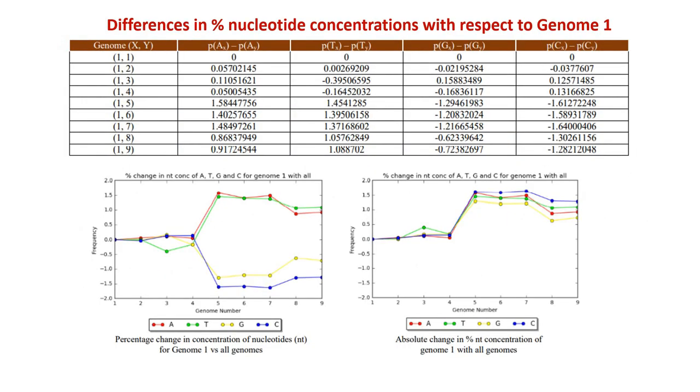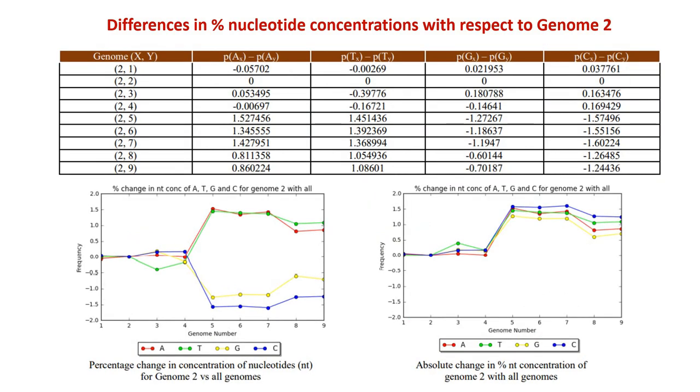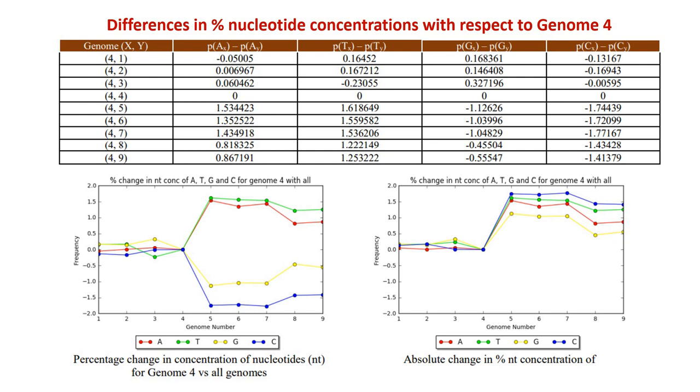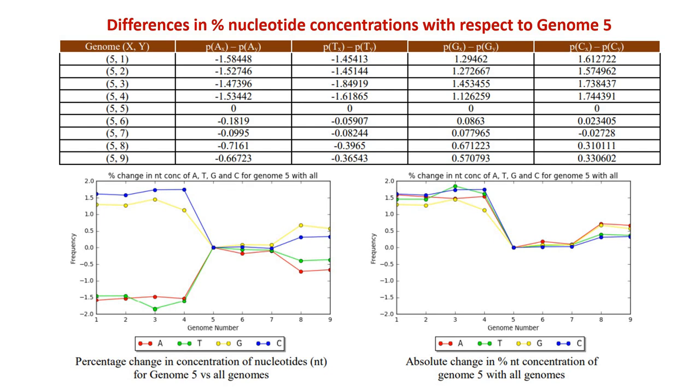Differences in percentage nucleotide concentrations with respect to genome 1 and remaining 8 genomes are shown in this graph. In addition, absolute differences are also shown in the figure. Differences in percentage nucleotide concentrations with respect to genome 2 and remaining 8 genomes are shown in this graph. In this slide also, differences with respect to genome 3 and remaining 8 genomes are shown in this graph. Differences with respect to genome 4 and remaining 8 genomes are shown in this graph.